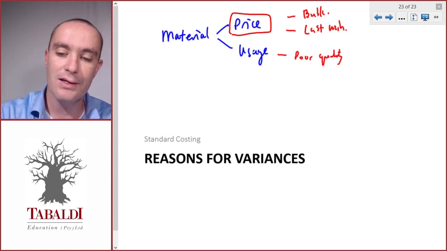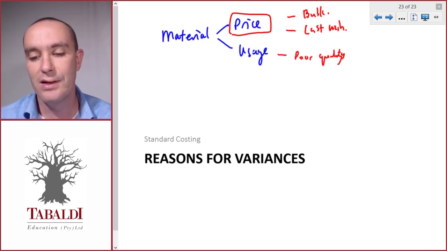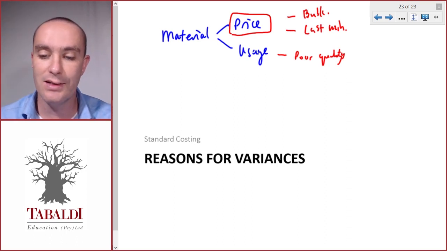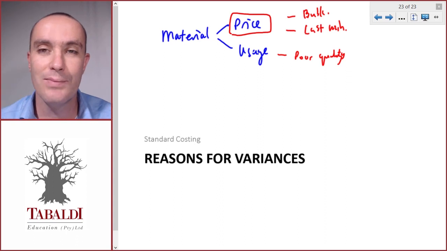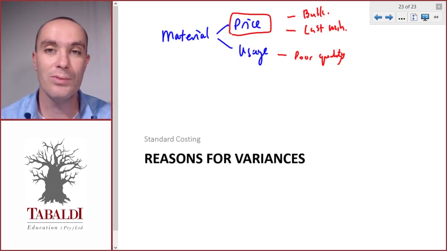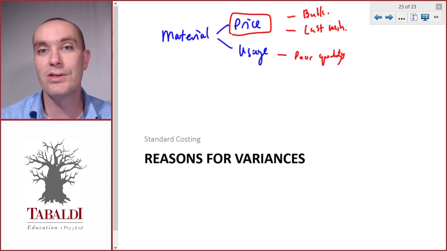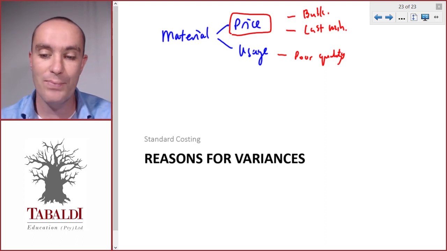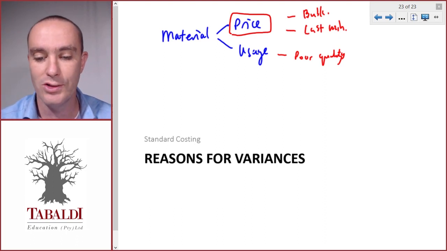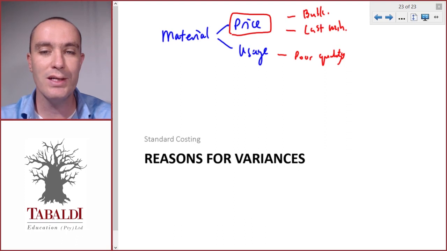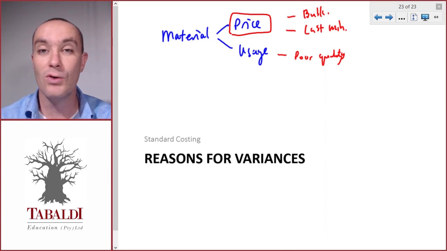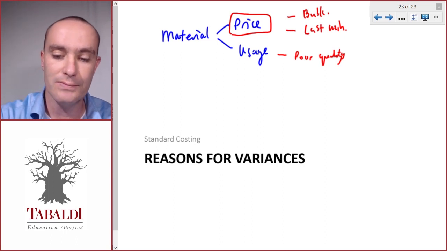So how could we corroborate or prove that it was poor quality? Well, we could look at the material price and maybe we have a favorable price variance. So that indicates we purchased cheaper products, possibly at poorer quality. So always look for these relationships between different variances. And the more you can support your comments, the more marks you will be able to earn.